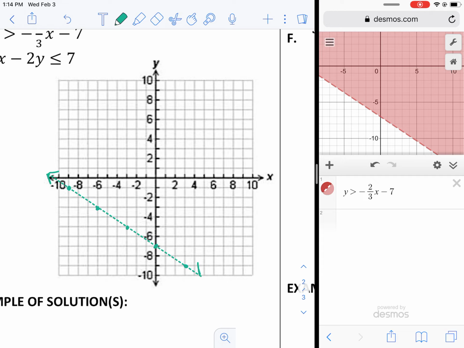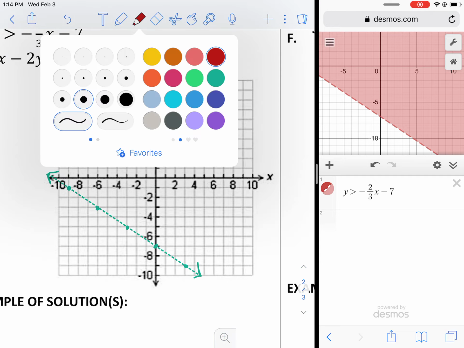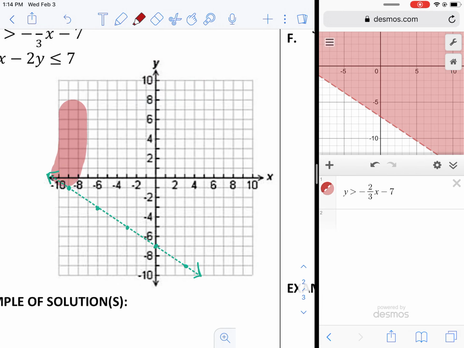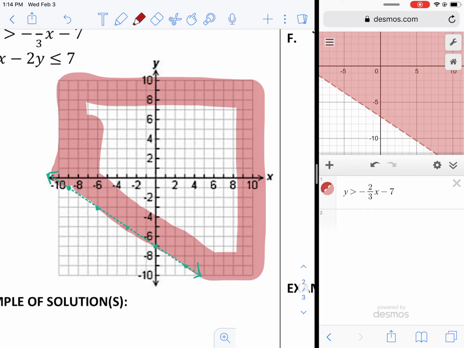And then I want to shade. Since it's greater than, I want to shade greater than. I'm going to get the big one here. All right, and this is kind of easy to do in Notability.